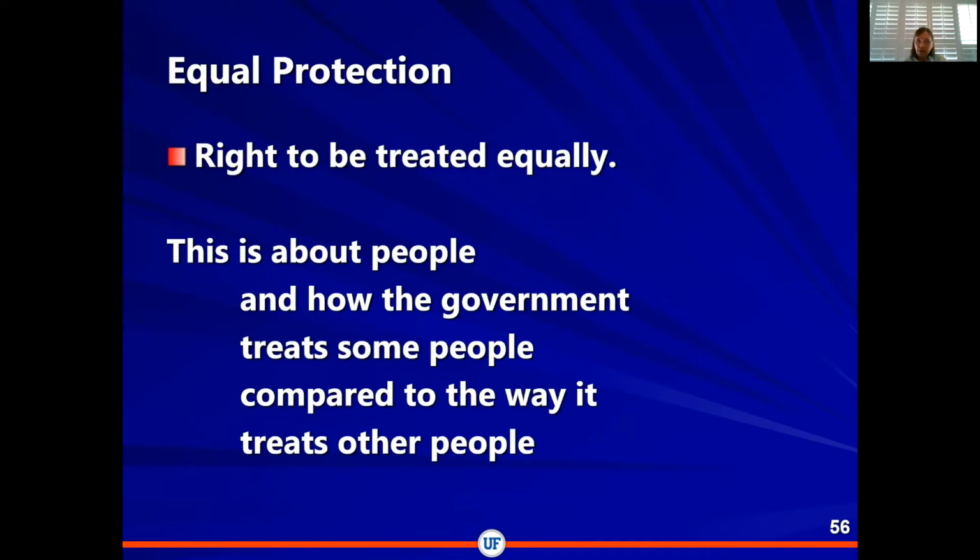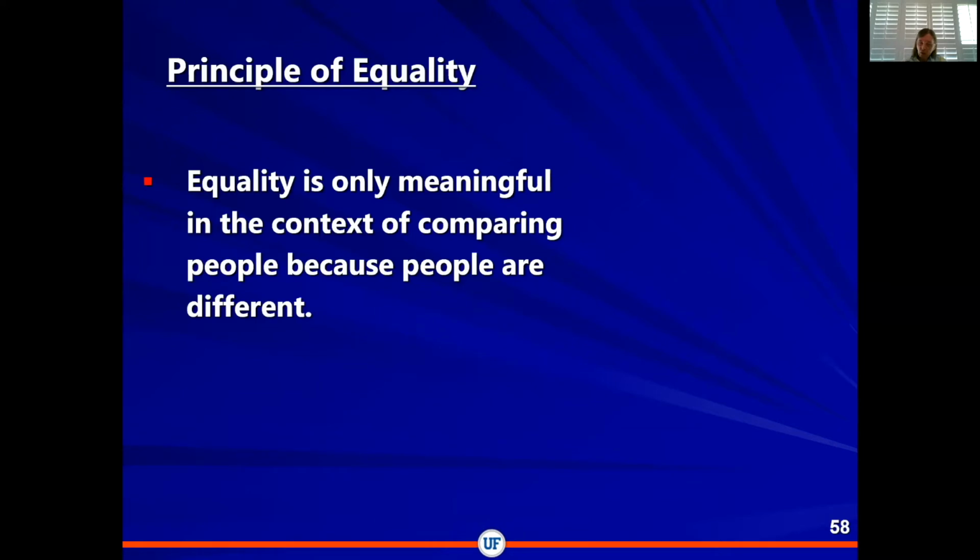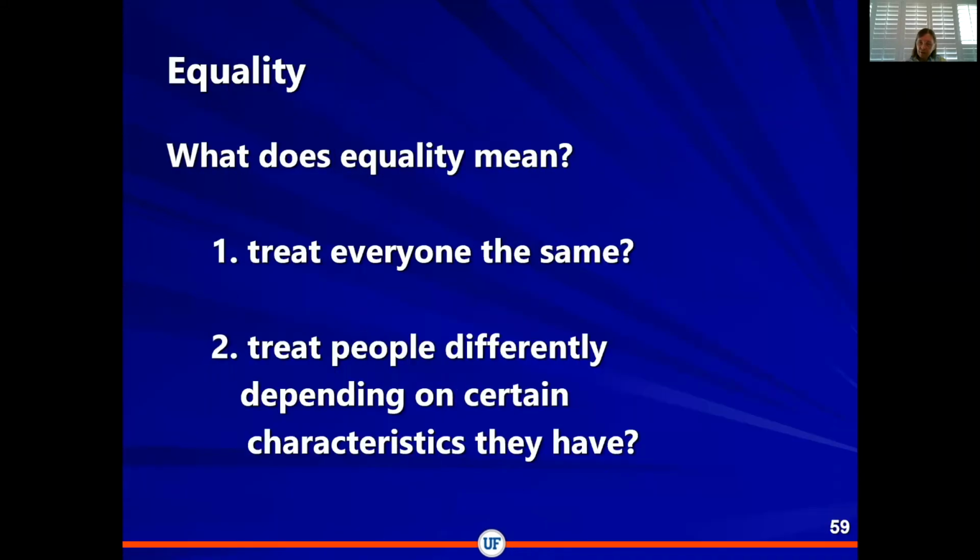Equal protection is the right to be treated equally by the state. And it only makes sense because the government is constantly comparing people, treating people differently. It comes right out of the 14th Amendment: nor shall any state, again, only the state can violate our equal protection rights. Equality only makes sense if I'm comparing people to each other. Basically we're asking ourselves, do we treat everyone the same? Or do we treat people differently depending on certain characteristics they have? That's the critical question.